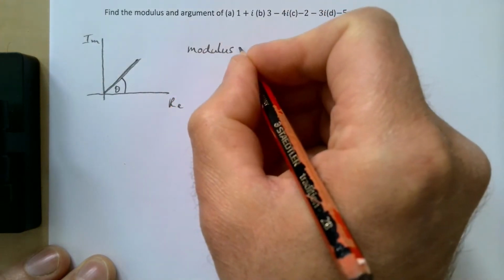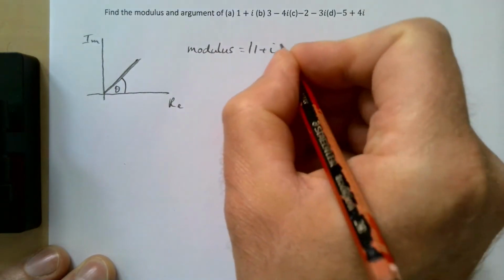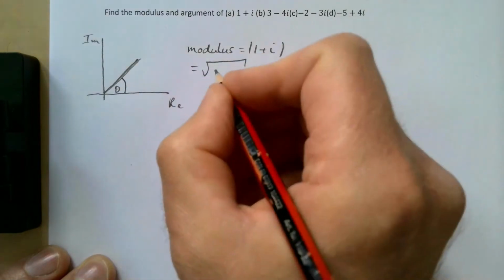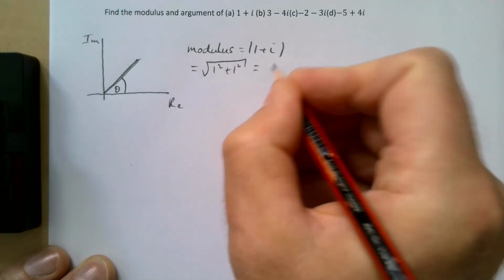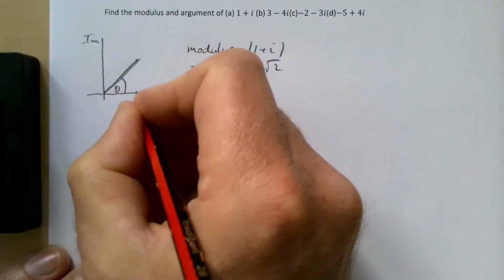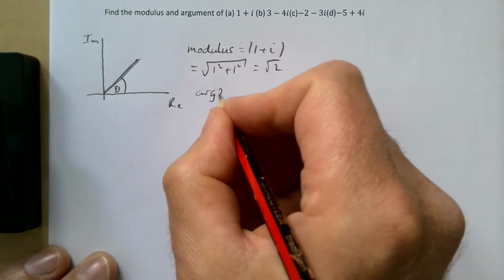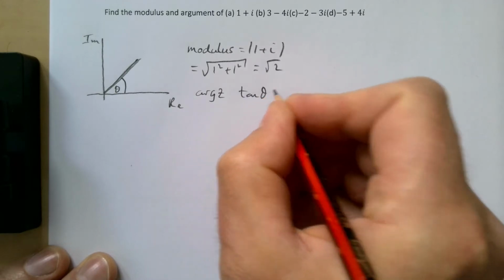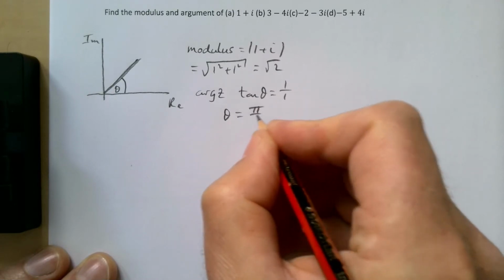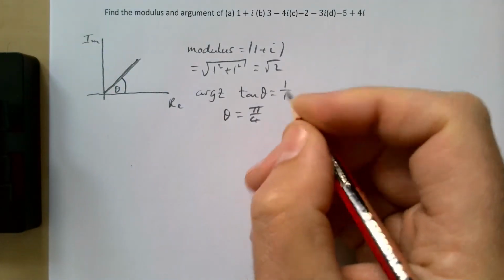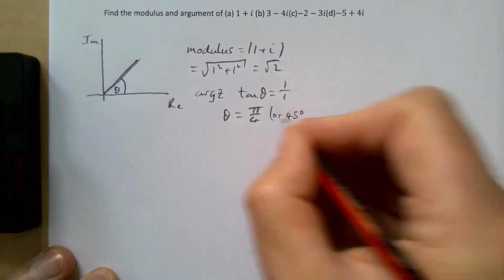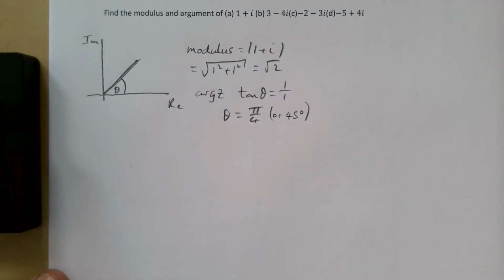The modulus of 1 plus i is going to be the square root of 1 squared plus 1 squared, which gives us the square root of 2. For the argument, that's 1 and that's 1, so we're going to use tan. Tan theta is 1 over 1, and then theta would of course be pi over 4, or you might know that it's 45 degrees. I hope you can see that that's going to be the case.